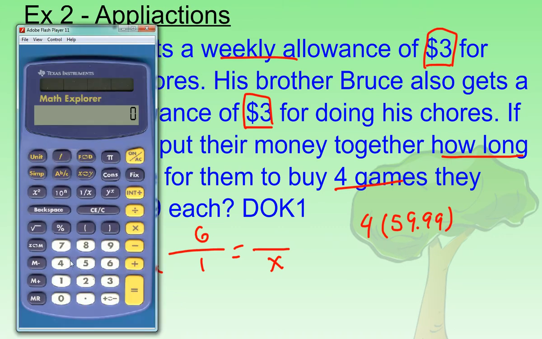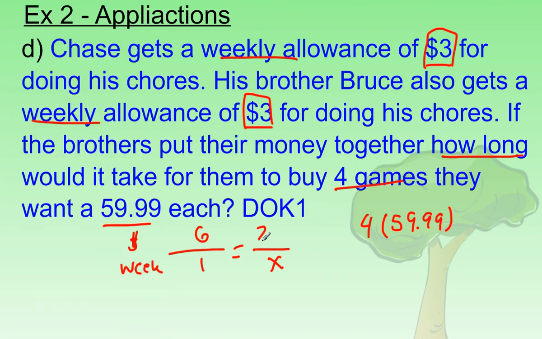Clear. 4 times $59.99 is 239.96. 239.96. So here's our new proportion. They get $6 each week. How many weeks will it take to make $239.96? That's what we're going to figure out.